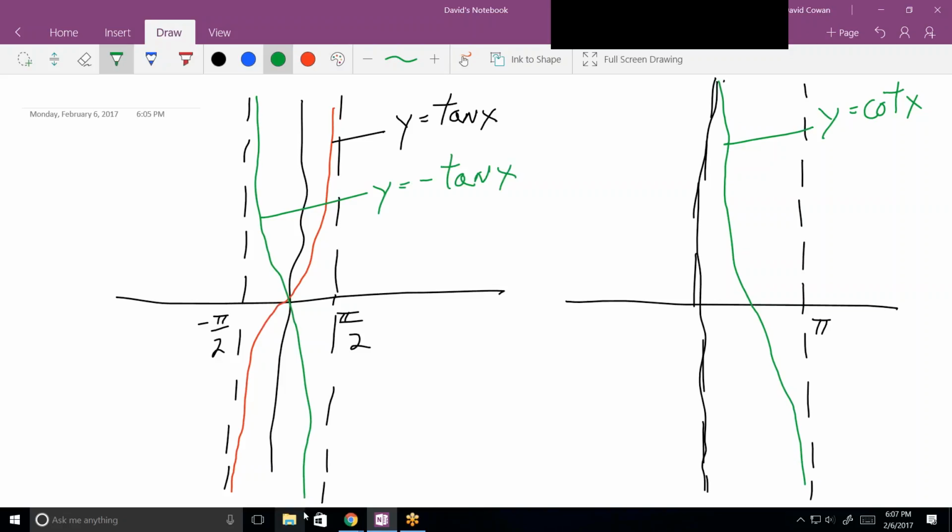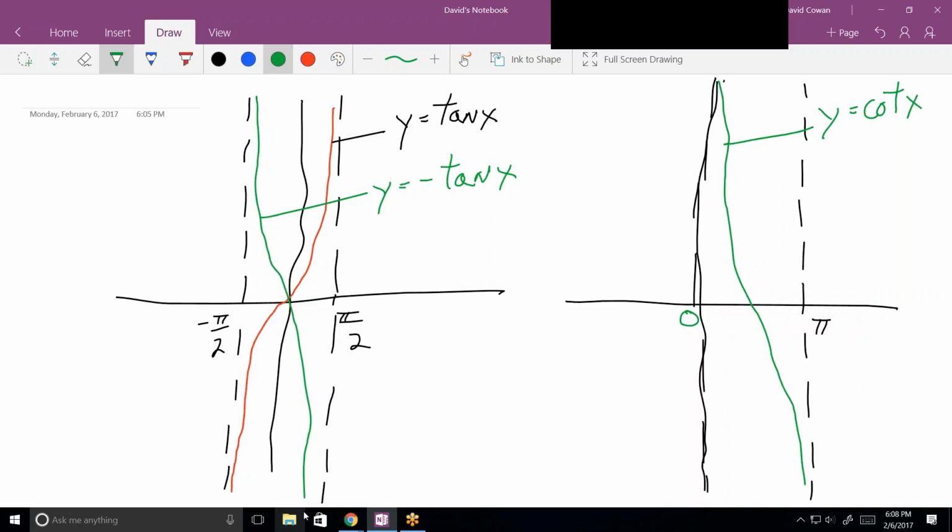So the only thing that separates this green line from this green line over here is that the one on the left is going from minus pi over 2 to pi over 2, and the one on the right is going from 0 to pi. If you can figure out where it's located on the horizontal axis, then you can distinguish between a cotangent curve and a negative tangent curve.